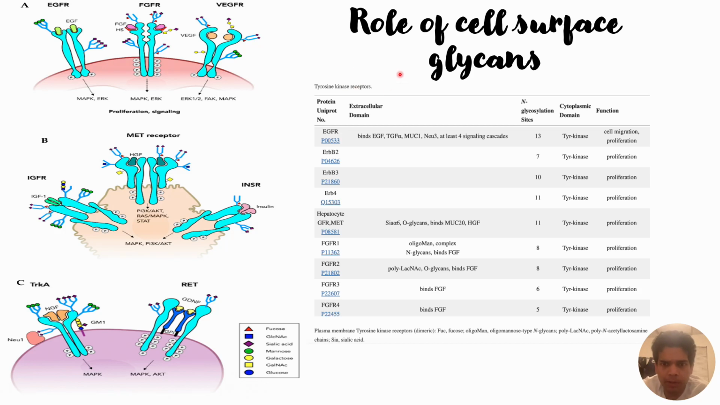Today we will discuss the role of cell surface glycans towards one of the important cell functionings such as proliferation, migration, and so on. The figure on the left hand side represents some of the receptors that have glycans in them. For example, this EGFR receptor has these glycans.